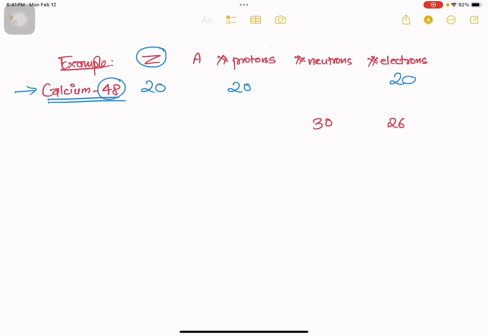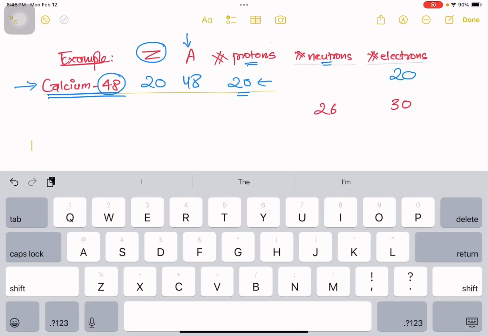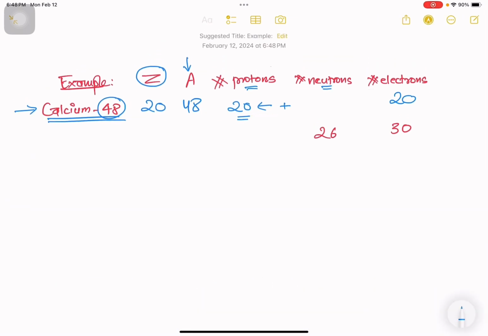This 48 is the mass number that goes here. Now, what's the number of neutrons? I know the mass number is the sum of protons and neutrons. So I can find the number of neutrons by subtracting the number of protons from the mass number, and it gives me 28.